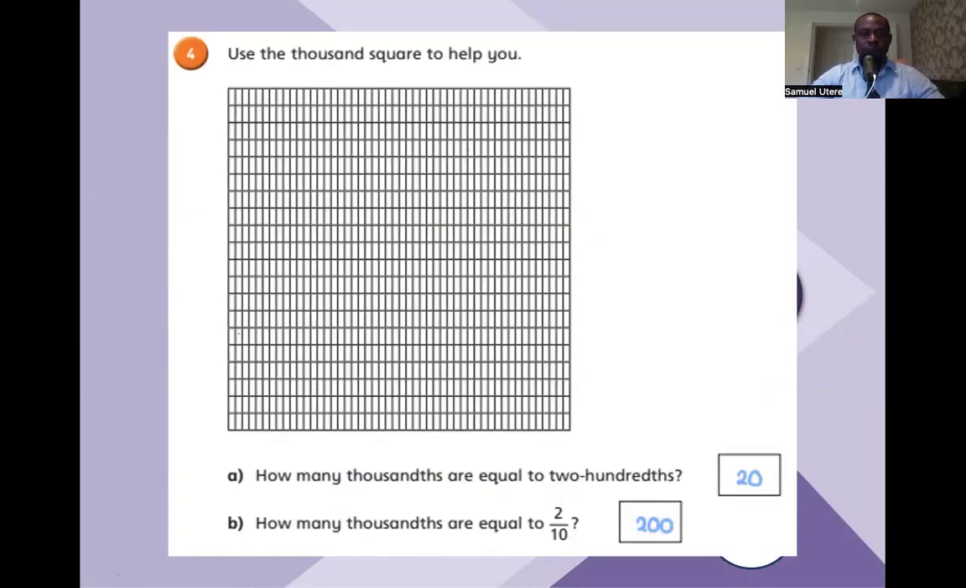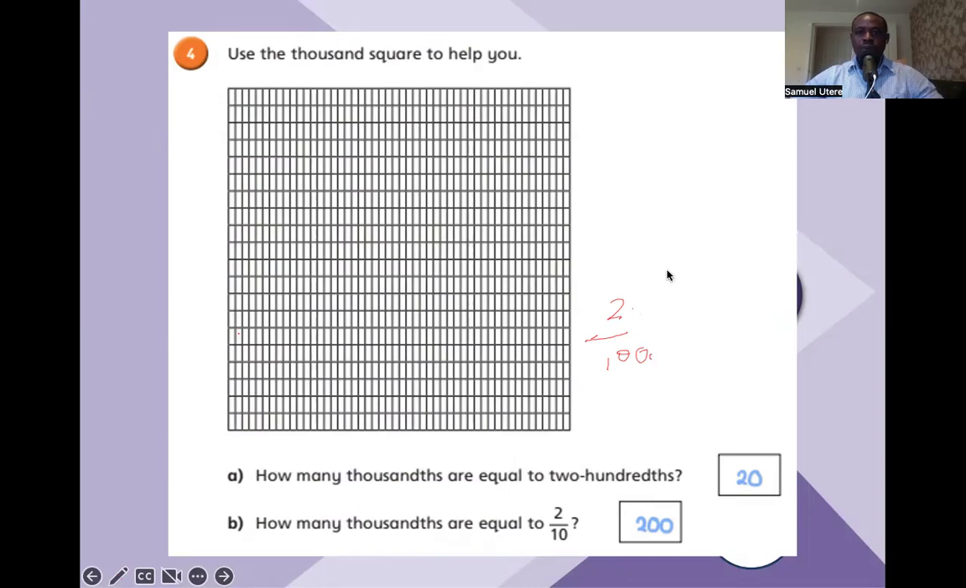Let's discuss them. Here you were asked to use the thousand square to help you answer the questions. How many thousandths are equal to 2 hundredths? So let's discuss this one. Let's get a pen. So 2 hundredths will be 2 out of 100.